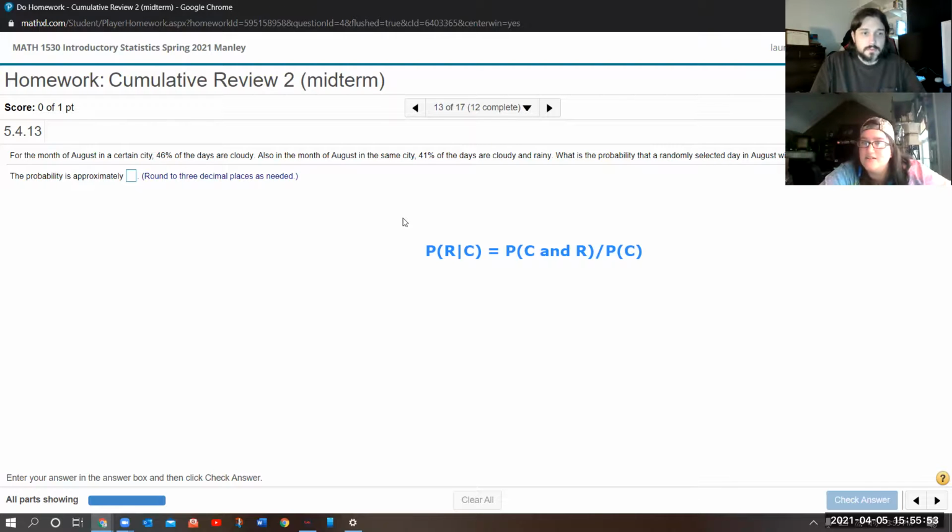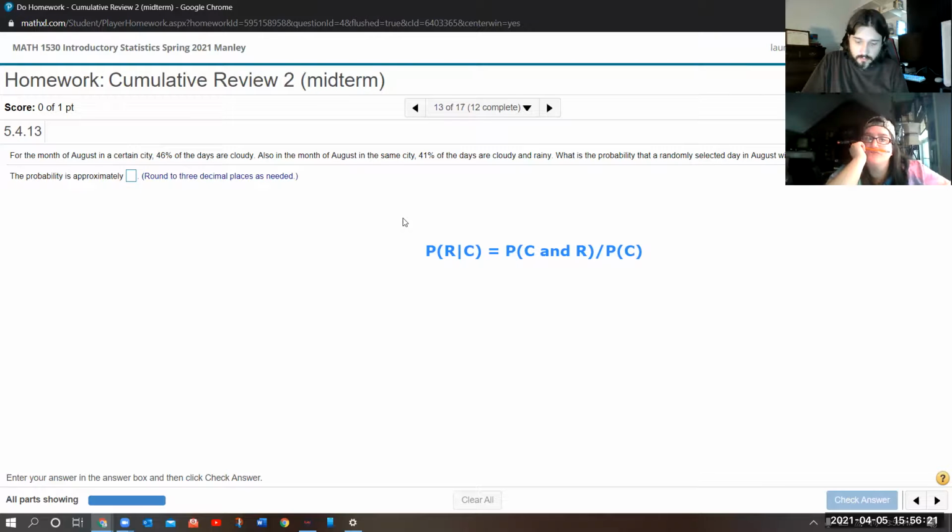So let's see. The probability that it's rainy if it's cloudy equals the probability that it's cloudy and rainy divided by the probability it's cloudy. So would you multiply 46% by 41% and then divide that? No, this is just straight up division. Right. So what's the probability that it's cloudy and rainy?